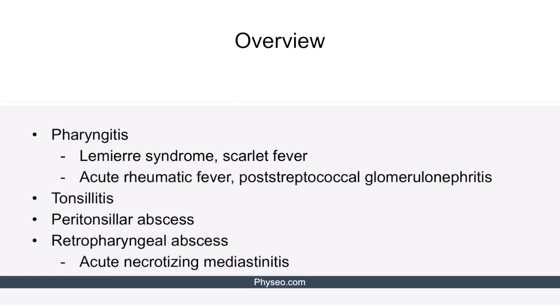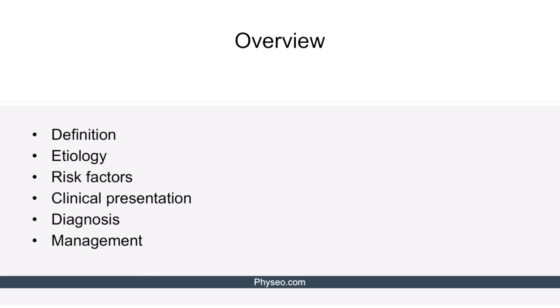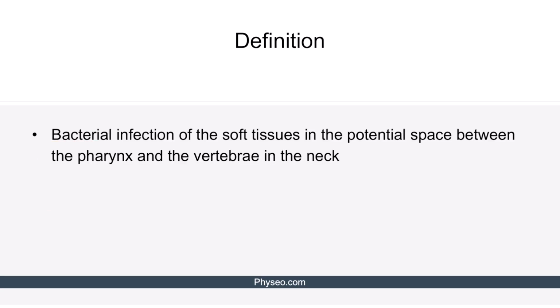All right, now let's move on to discuss retropharyngeal abscess and its main complication, acute necrotizing mediastinitis. As with prior pathologies, we'll cover the definition, etiology, risk factors, clinical presentation, diagnosis, and management. So, beginning with the definition, retropharyngeal abscess is a bacterial infection of the soft tissues in the potential space between the pharynx and the vertebrae in the neck, known as the retropharyngeal space. This space is located in the deep compartment of the neck and is bordered by the buccopharyngeal fascia and the constrictor muscles from the anterior side and the alar fascia from the posterior side.